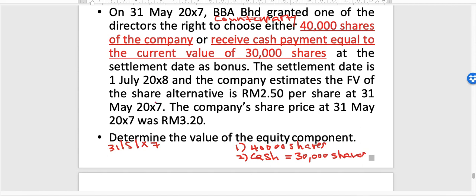Okay, the settlement date is 1st July year 8. The company estimates the fair value of the share alternative is 2 ringgit 50 cents. So this is the share alternative. On 31st May year 7, we have to take this date, because this is the date where you grant the share-based scheme. The company share price at 31st May year 7 was RM3.20. When you want to measure the cash settlement, it will be equivalent to the market value of the shares on that date. So that will be 30,000 times RM3.20.